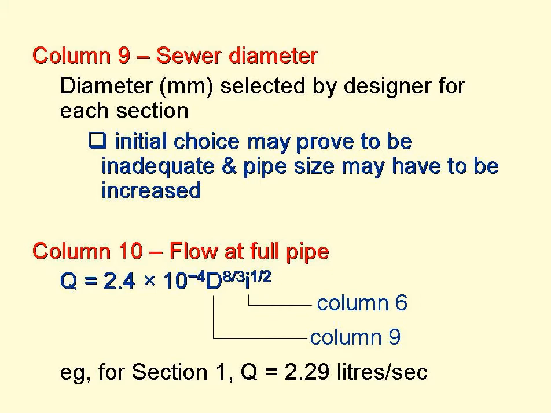Column 9 is the sewer diameter, the diameter in millimetres which we select as the designer for each section. And we have to realise at this stage that our initial choice may prove to be inadequate and the pipe size may have to be increased. Column 10 is the flow at full pipe, which is given by this equation. Q is equal to 2.4 times 10 to the minus 4, d to the 8 over 3, where d is the diameter given in column 9, times I to the half, where I is given in column 6. For example, for section 1, the flow at full pipe Q is equal to 2.29 litres per second.